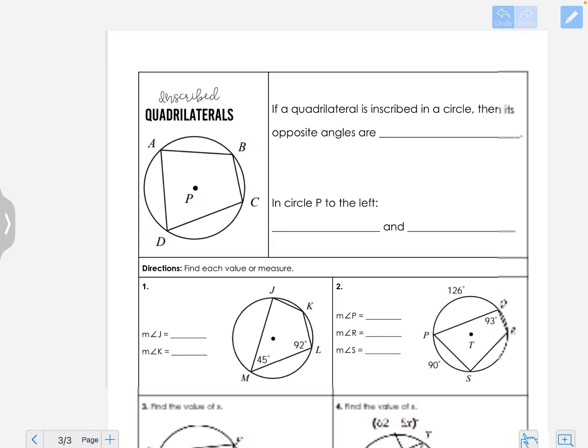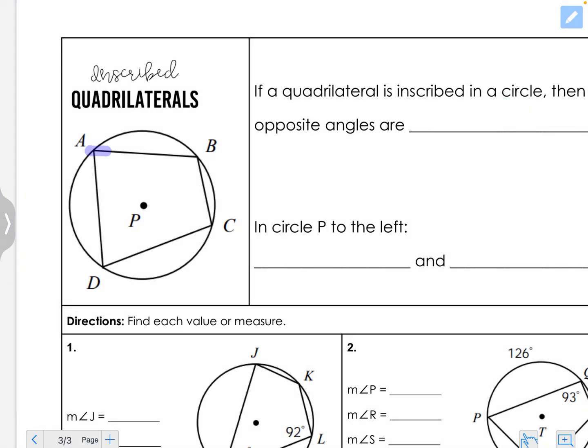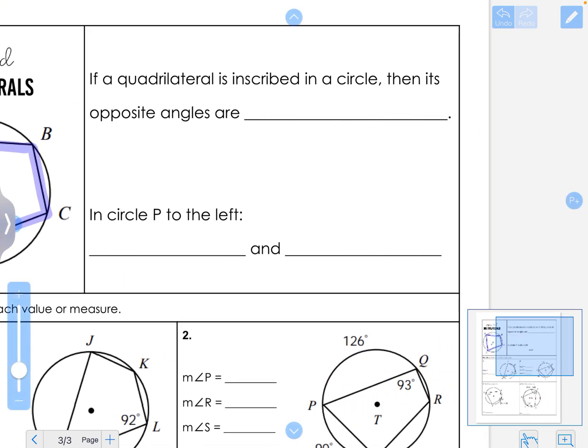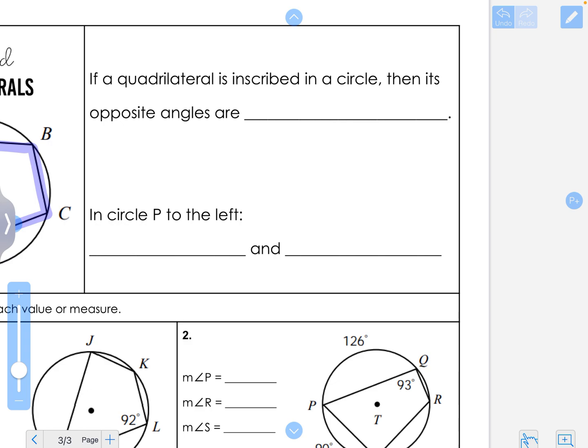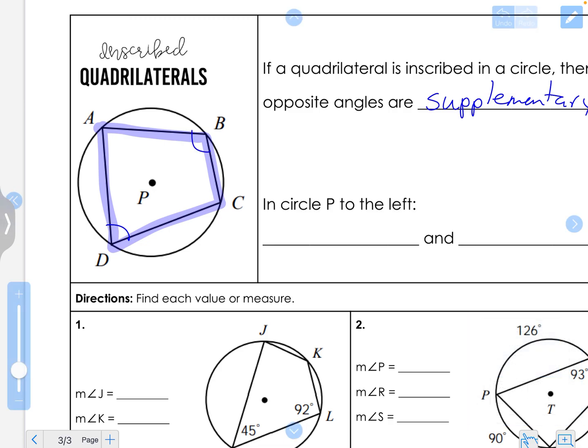All right, so the last thing we're going to talk about is inscribed quadrilaterals. So what this means is we have a quadrilateral inside our circle. And because it's inside of a circle, there's some basic rules that we automatically know. So if a quadrilateral is inscribed inside a circle, then its opposite angles are supplementary. So what that tells me is that angle D plus angle B is going to be 180 degrees. So angle D plus angle B equals 180 degrees.